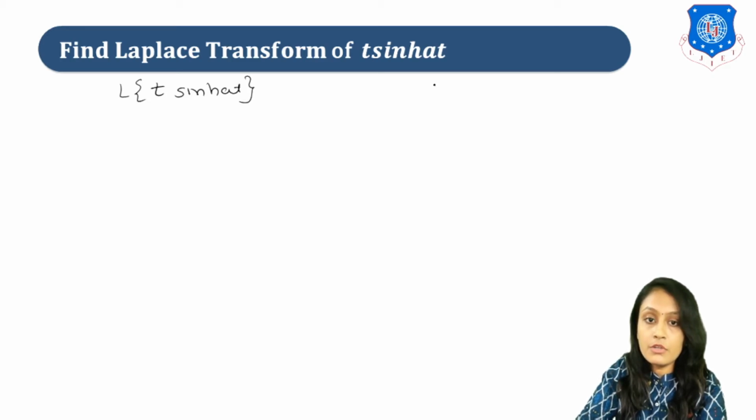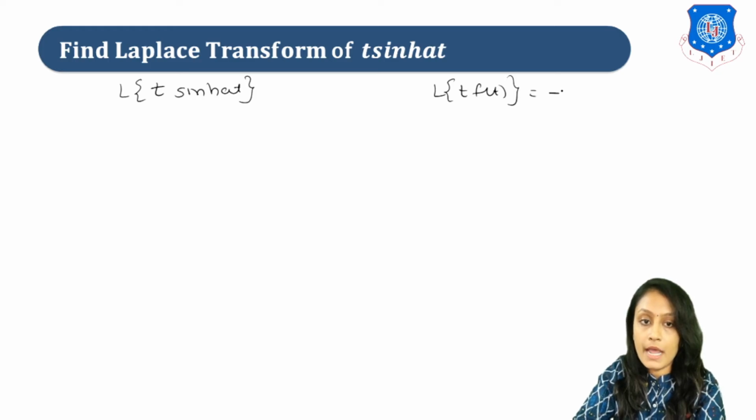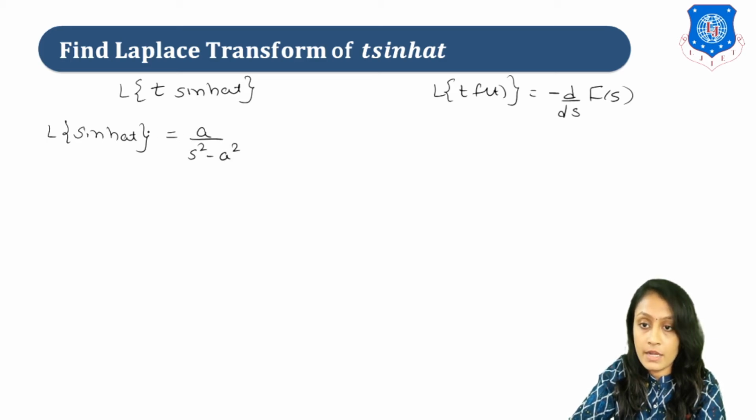Okay, so we know this formula: the Laplace transform of t f(t) is minus d by ds of F(s). Firstly we need to find F(s), which is the Laplace transform of f(t). So first we will find the Laplace transform of sinh at. Now we know the formula: it is a upon s square minus a square. Make sure whenever we have a hyperbolic function, we have a negative sign over here. So a upon s square minus a square.